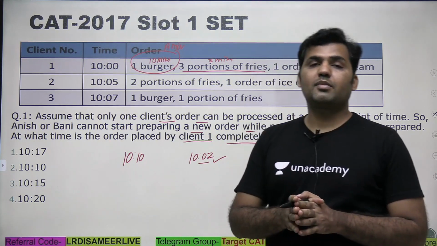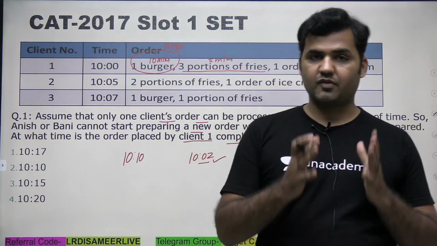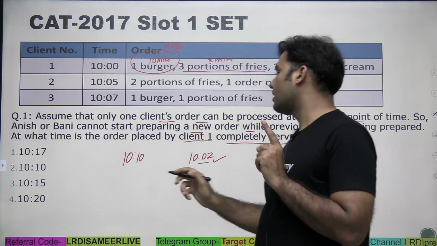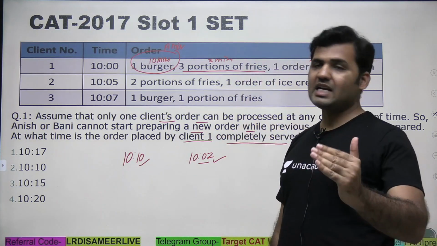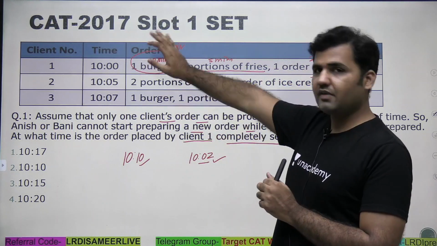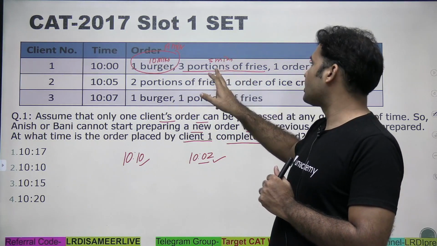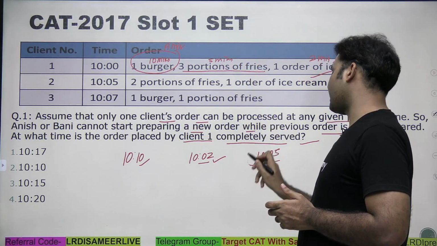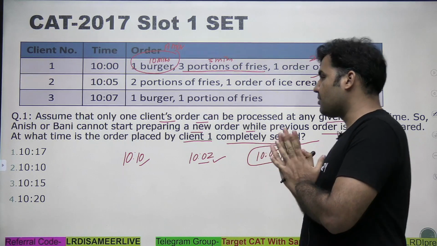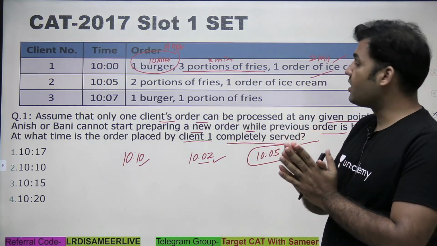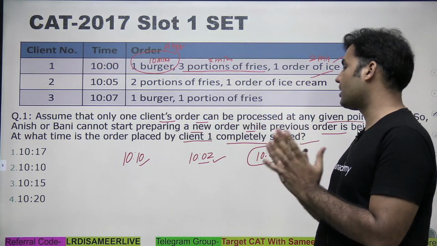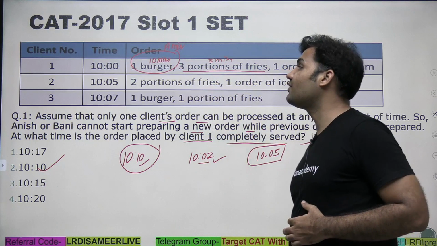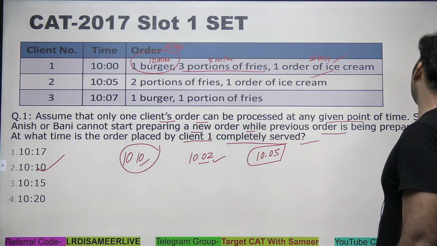Now the order is completed when you have served all the items of that order. So all the items of this particular order will be prepared by 10:10. Before 10:10 you cannot serve the complete order because the burger will not be ready. And the fries will be prepared by 10:05 and there is no attendant required. It will be the machine that will be working. So tell me the time at which you will be able to give client 1 the order completely. You will be able to serve the order by 10:10. This was the question of CAT 17 slot 1. Anybody can do it.